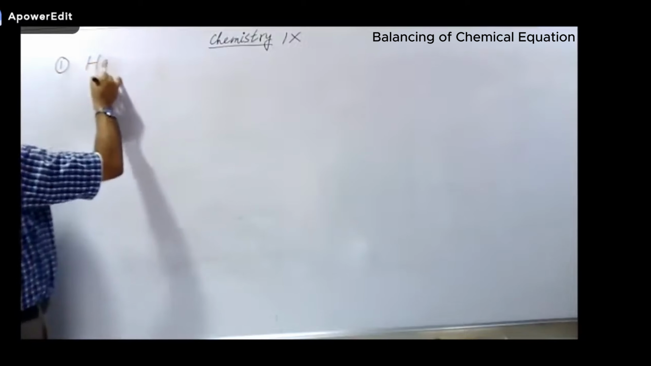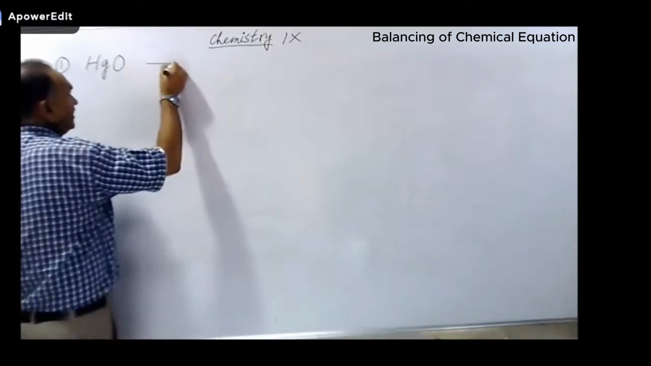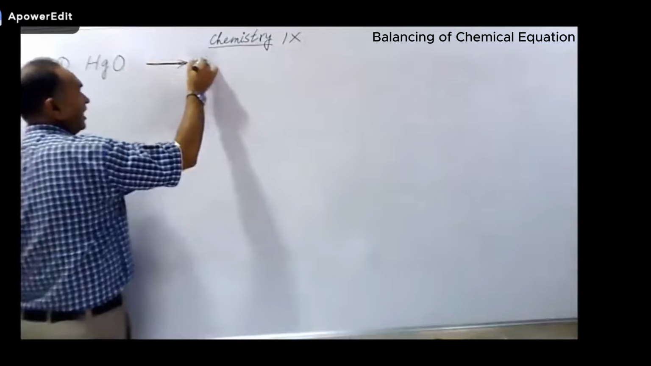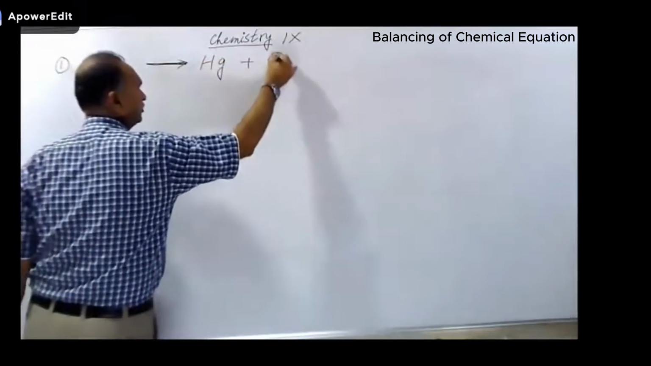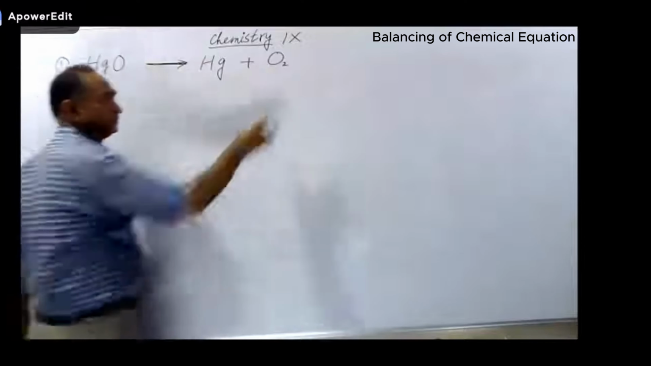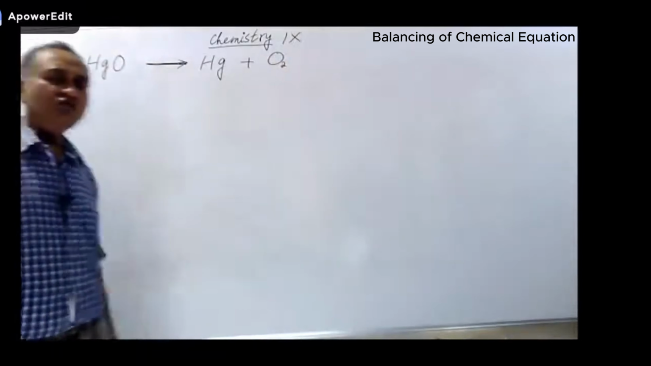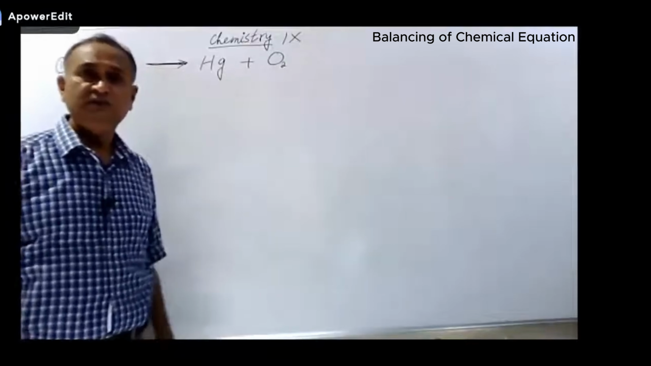It's written here, HgO is decomposing into Hg plus O2. This is the question. And what is the question here? Balance this equation, if it's not balanced.